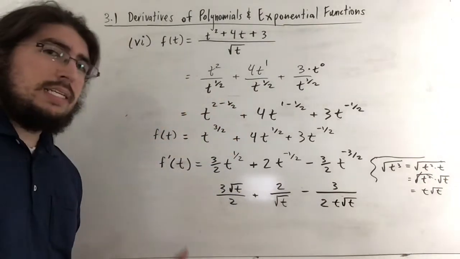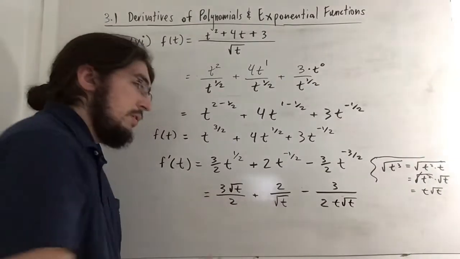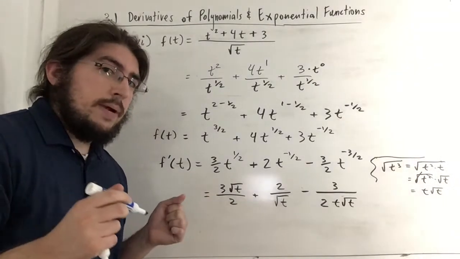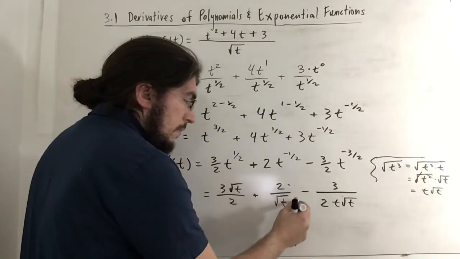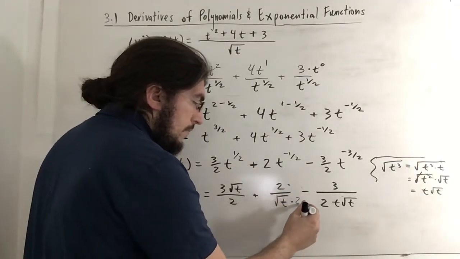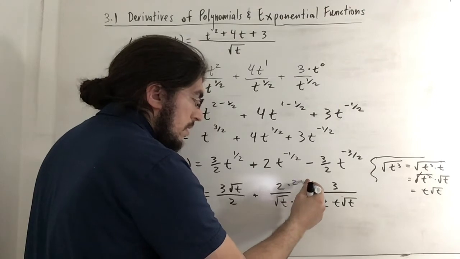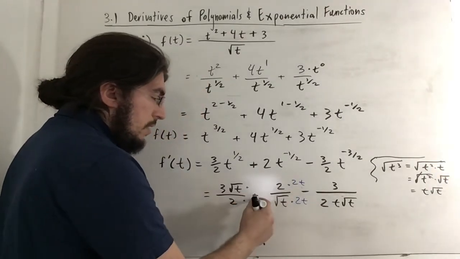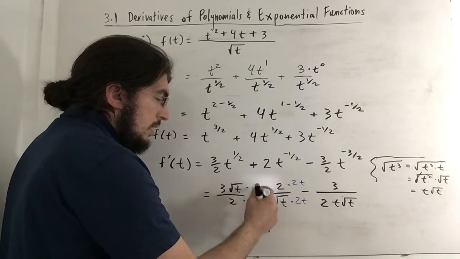And now, I didn't do this in any of the other examples, but we could have if we wanted to. Let's find a common denominator. So I'm going to multiply top and bottom of the middle term by 2t. And the first term, top and bottom, by just t radical t. That'll get us a common denominator.